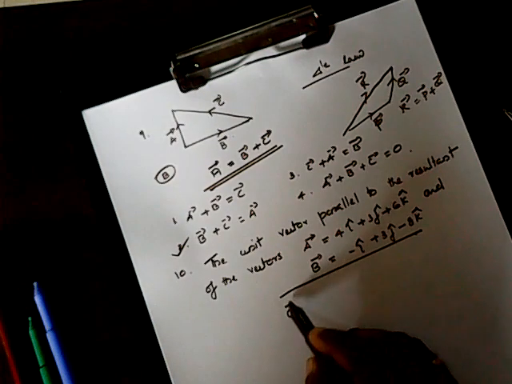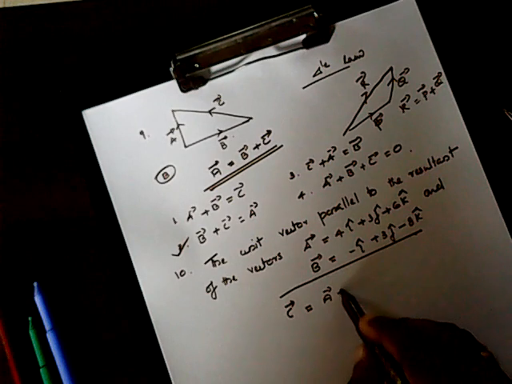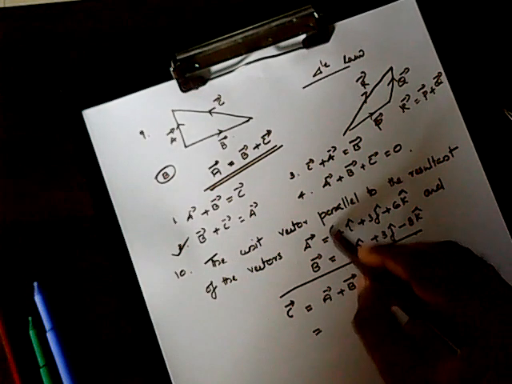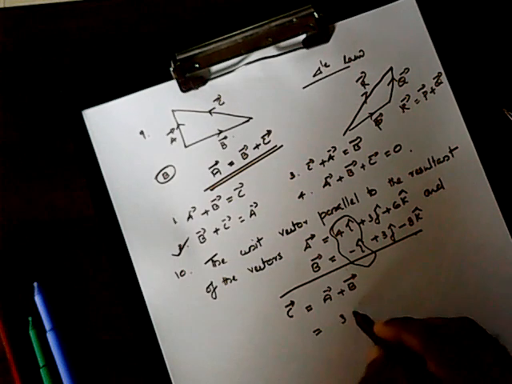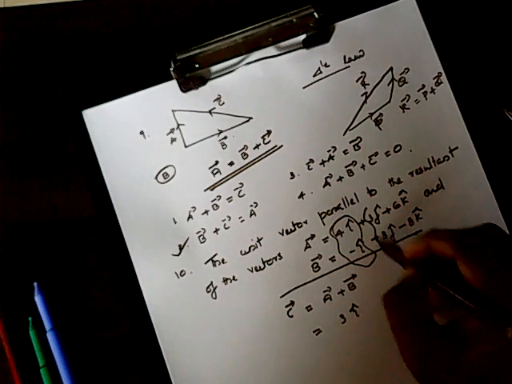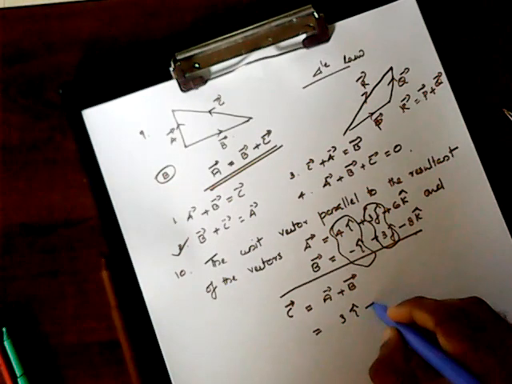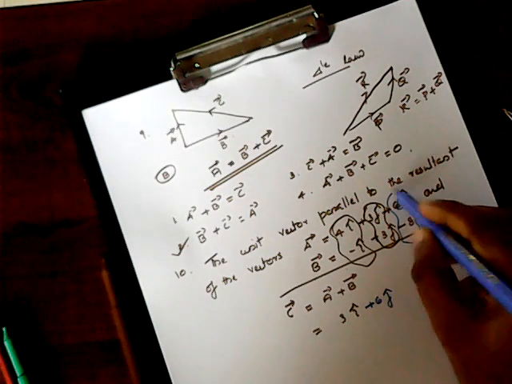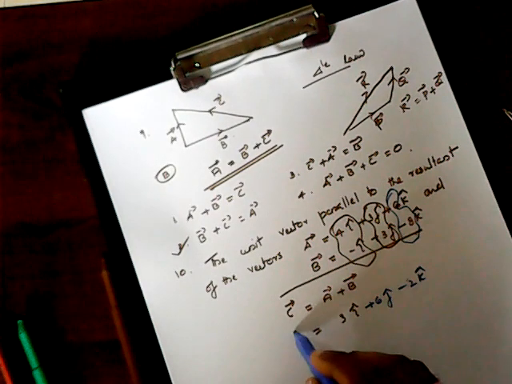Say the resultant is C. C is vector A plus vector B, so we need to add them. At first, the i components together, so you get the value as 3i. The j components together, 3 plus 3, we get 6j. And then we have to add 6 minus 8, you get minus 2k. So that is the resultant.